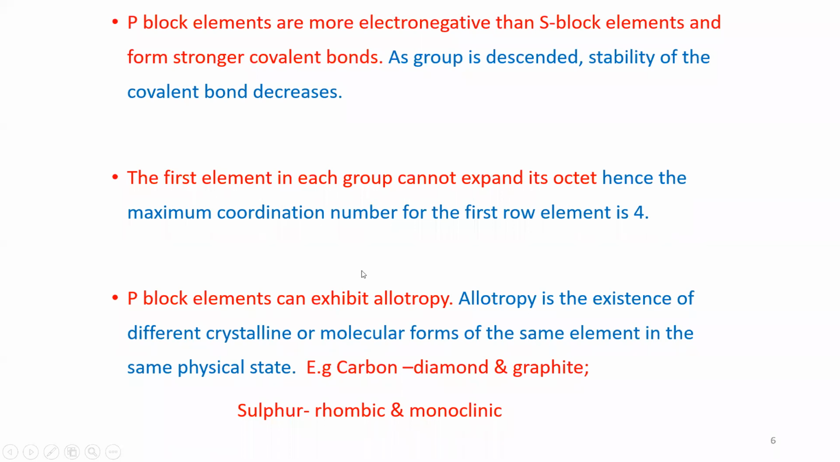So your p block element, another good characteristic or distinctive feature is that they exhibit allotropy. What is allotropy? The existence of different crystalline or molecular forms of the same element in the same physical state, which we don't see in s block element. We don't see allotropy there. So for your carbon, you have diamond and graphite. For your sulfur, you have your rhombic and monoclinic. For your tin, you have your white and gray tin. So these are some of the allotropic forms of your p block elements.